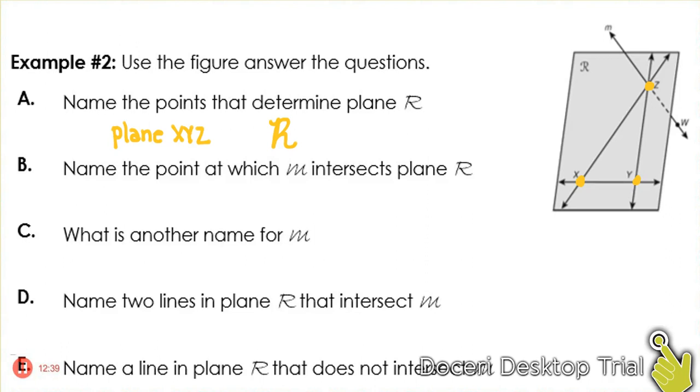Name a point at which M intersects R. So I want to know where line M intersects plane R. So where does that line intersect with this plane? And notice that line goes through the plane, and where it actually goes through the plane is where it intersects right there, which would be point Z.